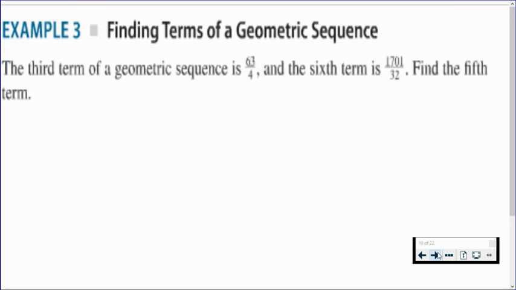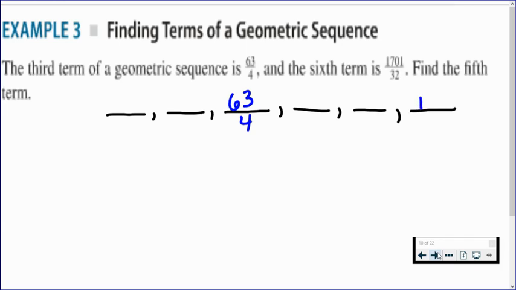Example number 3. It says that the third number on the sequence is 63/4, and the sixth number is this crazy fraction. So now they're asking you to find the fifth term. This is what I want to find out.